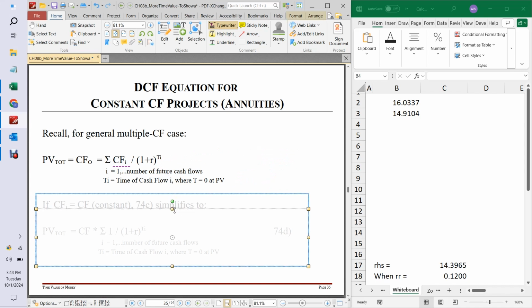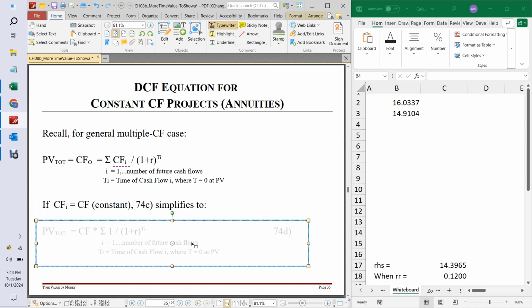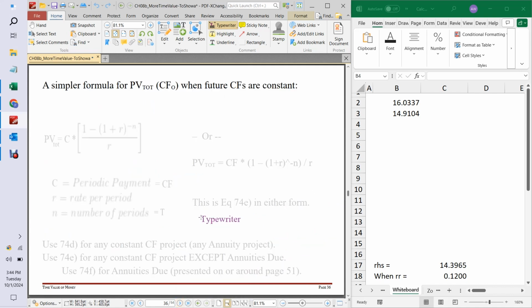Through the awesome power of algebra, we can simplify this equation a little bit by pulling that constant uniform cash flow outside of the summation. That makes life a little bit easier for us. It makes it possible to solve for this, for example. So it's a nice way to have this. Because this is so useful, we're going to enshrine this equation with the compelling identifier 74D.